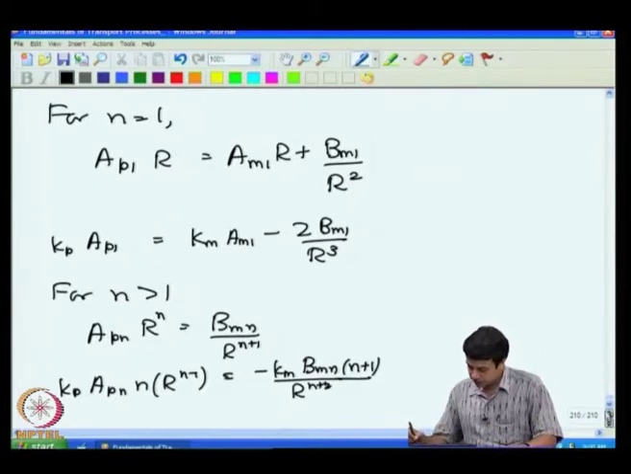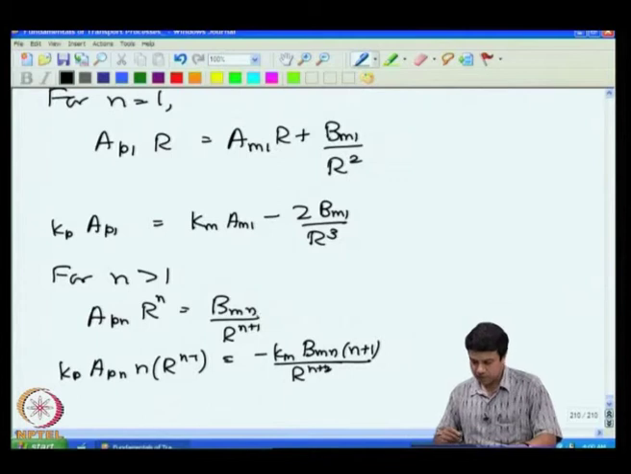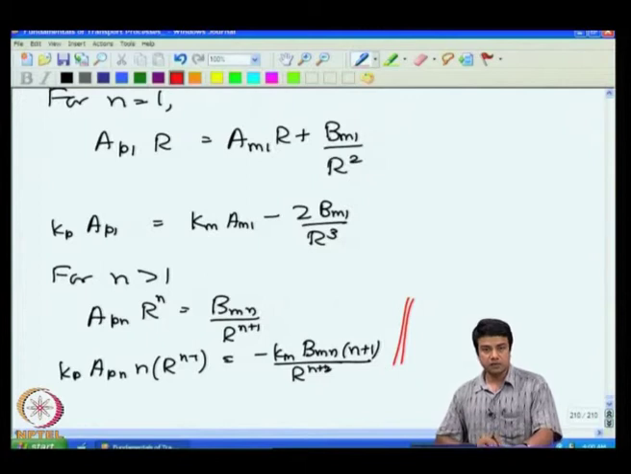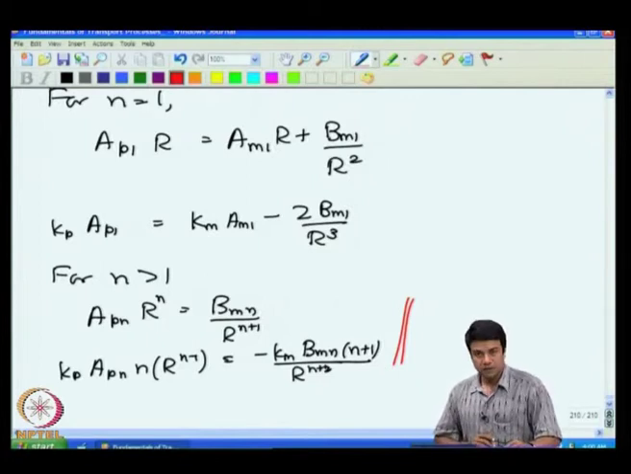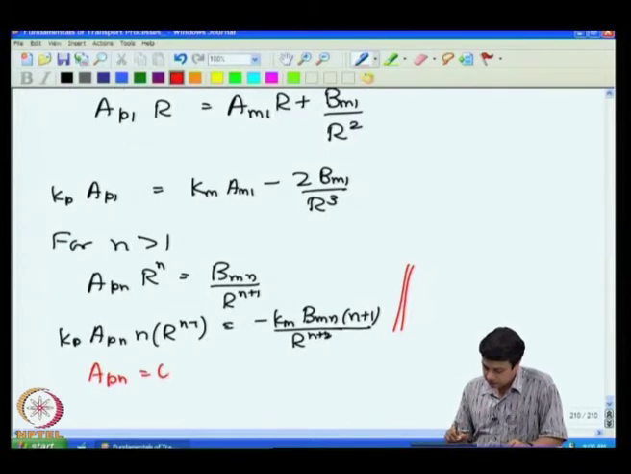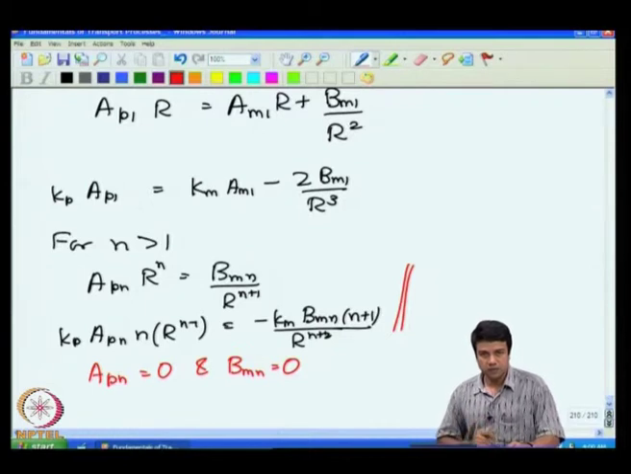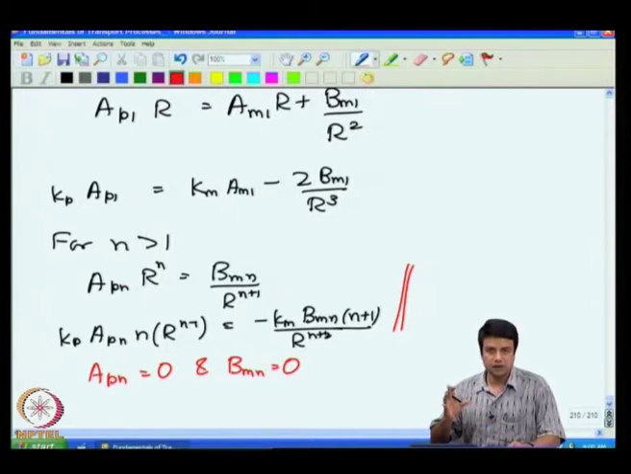For n greater than 1, you can see that in these two equations for A_pn and B_mn, there is no inhomogeneous term in the equation, which means that the only solution is that for each value of n, A_pn is equal to 0 and B_mn is equal to 0. So, you do not have any contributions to the expansion for n greater than 1. You have a contribution only for n equal to 1. That is because the forcing in the limit as r goes to infinity was only for n equal to 1. There was no forcing for n greater than 1.